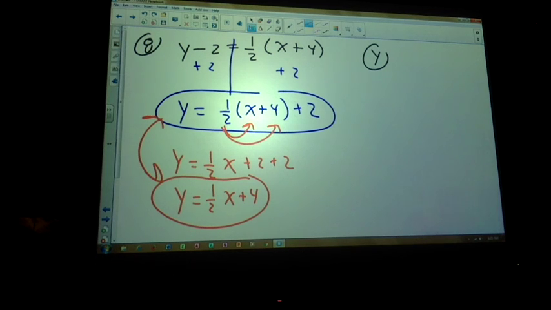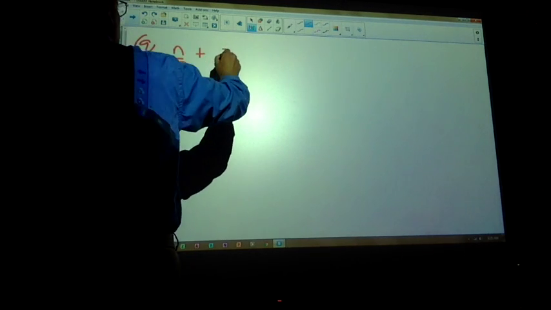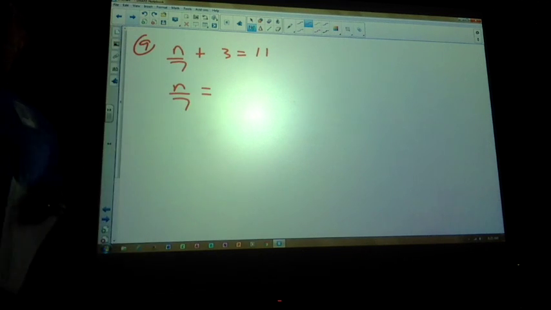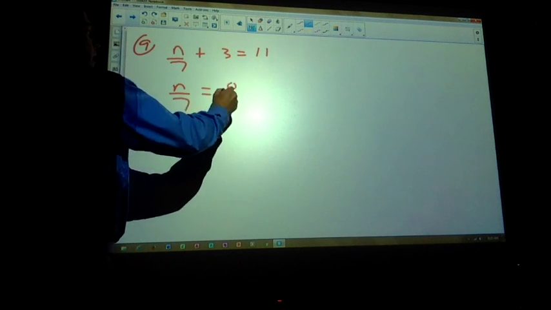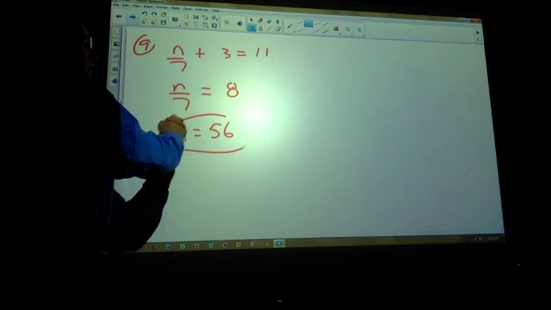Cool? Everyone feel okay about that front page? All right, then 9, 10, and 11 we're just solving for the variables. So we have a singleton variable. Number 9: n over 7 plus 3 equals 11. What did I do with the 3? Just talk me through it. Subtract it so I get 8. And then what do I do? Multiply by 7 so you get n equals 56.